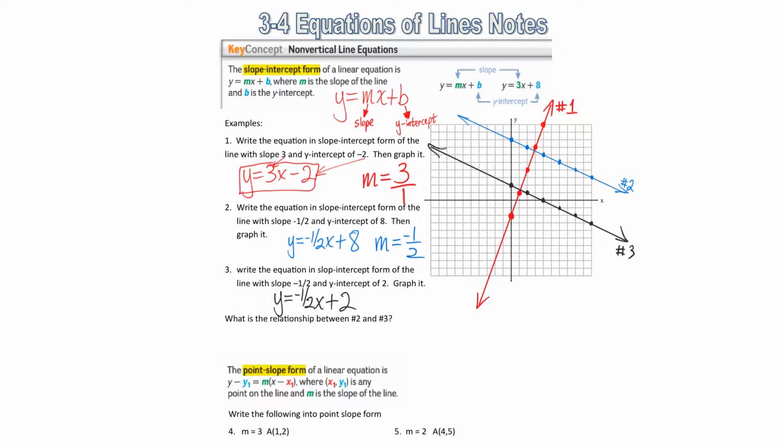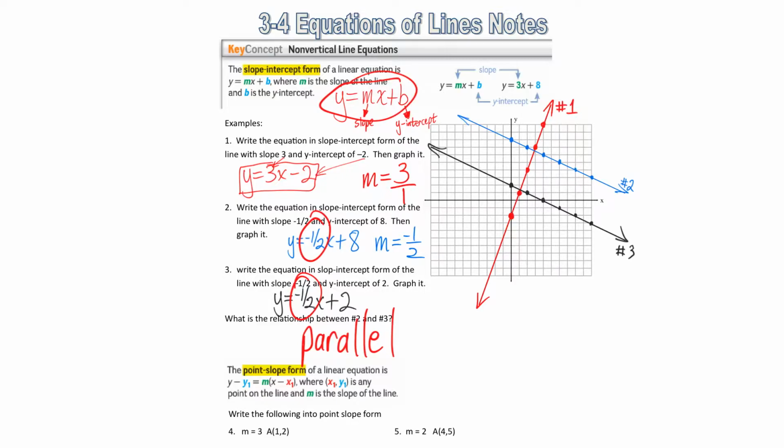Alrighty? So we already said 1 and 2 are not perpendicular because these are not opposite reciprocals. What's up with line 2 and line 3 though? Okay, good. They are parallel. Are you saying that just because they look like they're parallel? No, because their slope is the same. Good. They both have a slope of -1/2. Just because they look parallel may get me thinking about that, but that's not good enough to prove it. This right here lets me know for sure those two are parallel to each other.